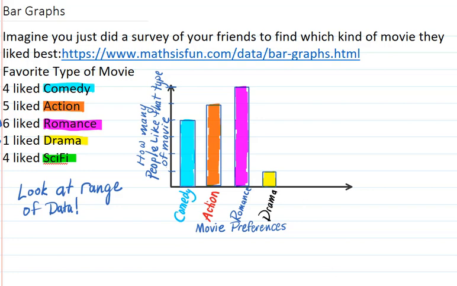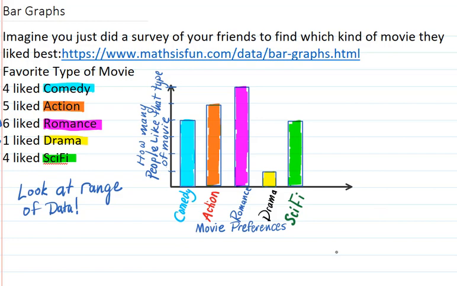And then the last one is sci-fi. 4 people liked sci-fi. So again, I'm going to go up 1, 2, 3, 4 units, and try to get my spacing as accurate as I can. And I'm going to fill that bar in green. That's sci-fi. All right, so that's how you would build a bar graph.